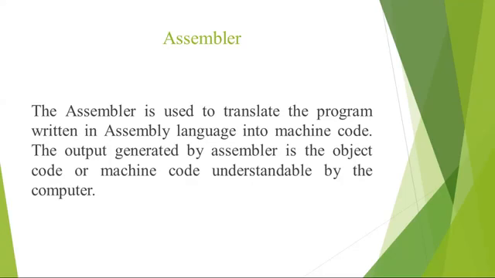We discussed that a compiler converts high-level language into machine language, but an assembler converts an assembly language program into a machine language program so that the computer can execute it. That's the main difference between an assembler and a compiler. The compiler works with high-level language, while the assembler works with a program written in assembly language.